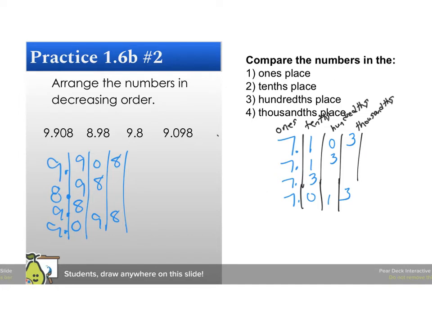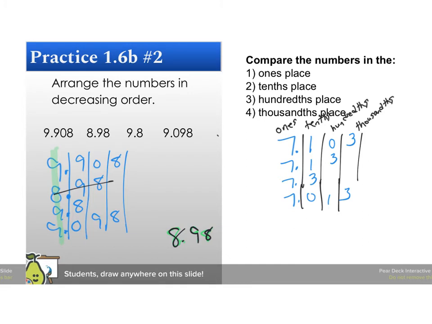So comparing the ones place, I see an 8. 8 is going to be the smallest number. So it's going to be 8.98 at the bottom. I'm just going to do that in black. 8.98. I'm going to cross off 8.98 so that I don't mix it up with the next ones.